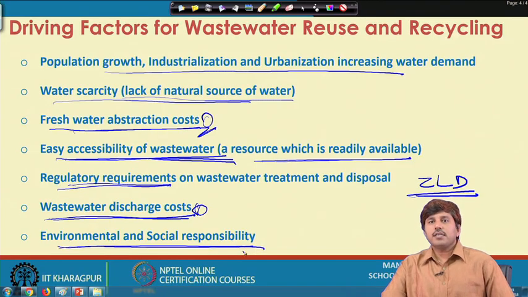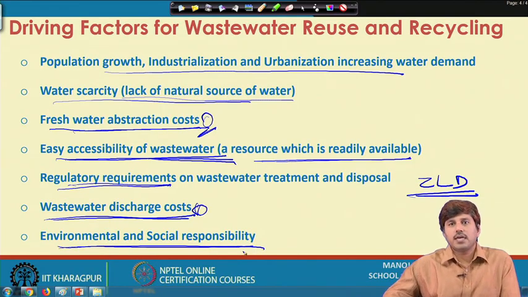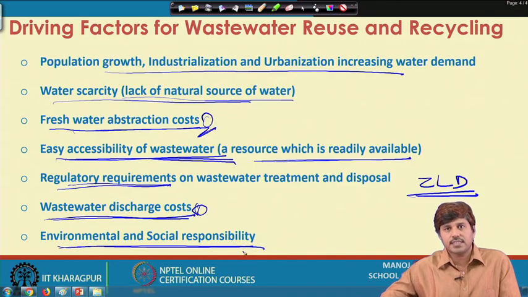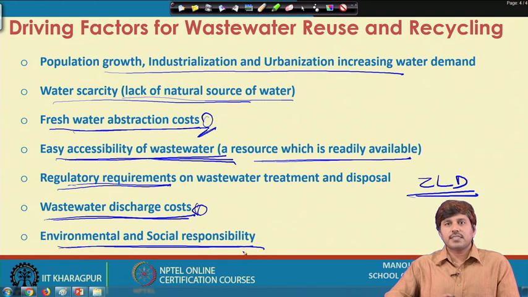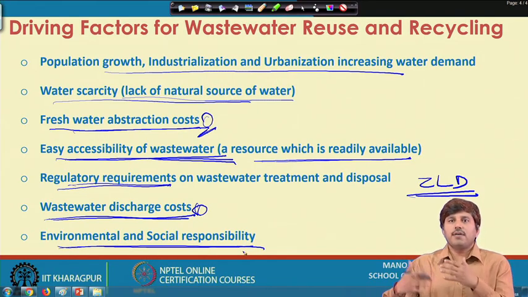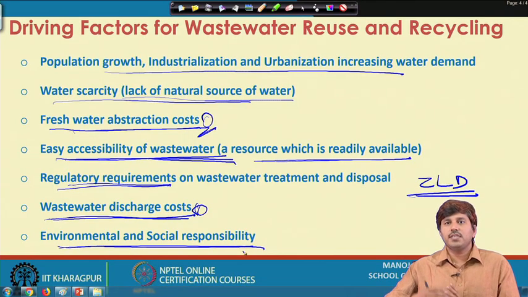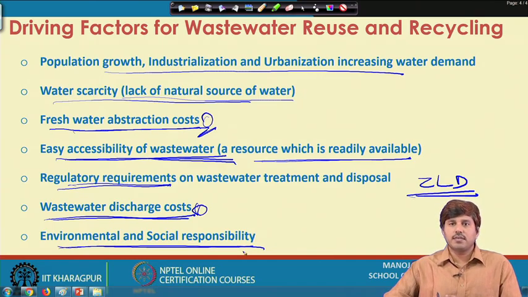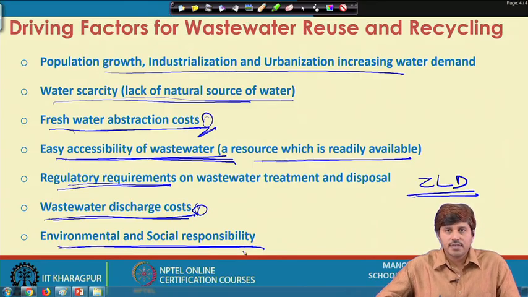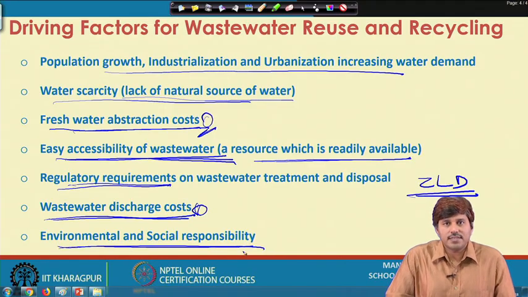So, we will conclude this week's class discussion here, and in the next class we will further start discussing the various aspects of the reuse and recycling of wastewater, what we can reuse and recycle, and what the various opportunities are where we can use the recycled water. So, see you in the next class, and thank you for joining.